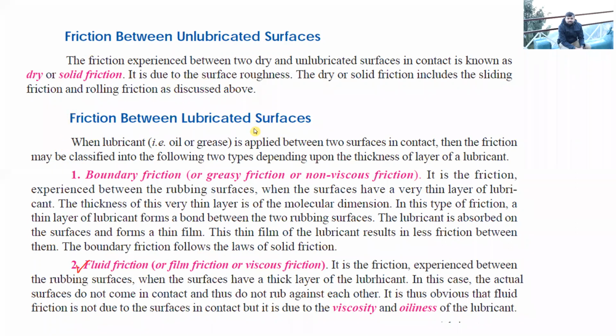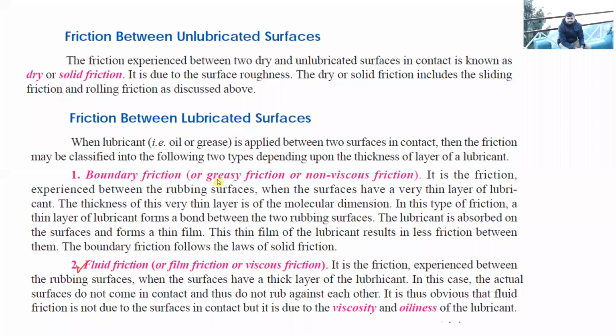Now, friction between lubricated surfaces. When a lubricant such as oil or grease is applied between two surfaces in contact, then the friction may be classified into the following two types depending upon the thickness of the layer. Lubrication can be done by oil or grease. So depending upon the thickness of the layer of oil or grease, there are two types of friction. One is boundary friction and the second one is fluid friction.